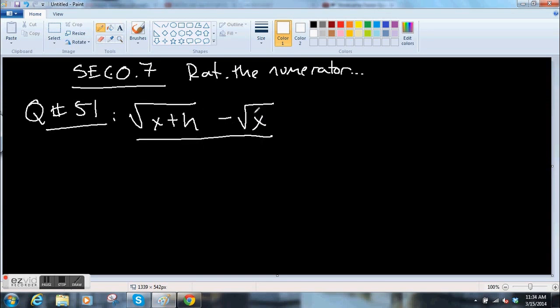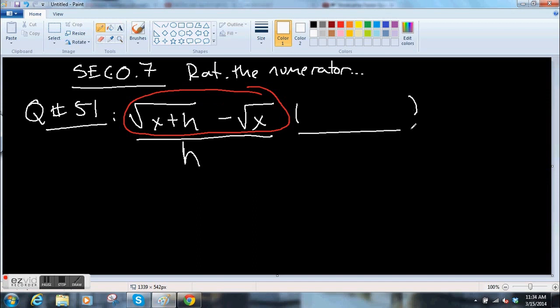Square root of x plus h minus square root of x, all divided by h. So when they say rationalize the numerator, they're saying we want to get rid of the square roots in this piece. Through some experience, you start recognizing that the way to get rid of these square roots is to square it. Well, how are we going to square it? We have to multiply it by, think of this as a minus b, and remember our little rule down here, which is a minus b times a plus b is equal to a squared minus b squared.